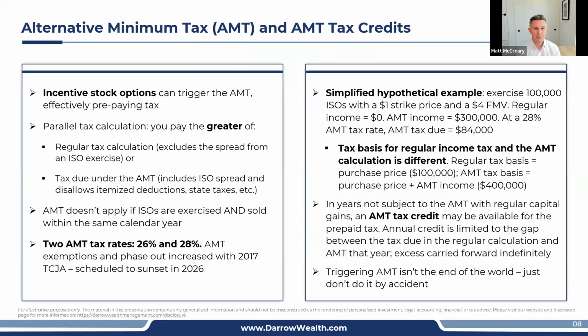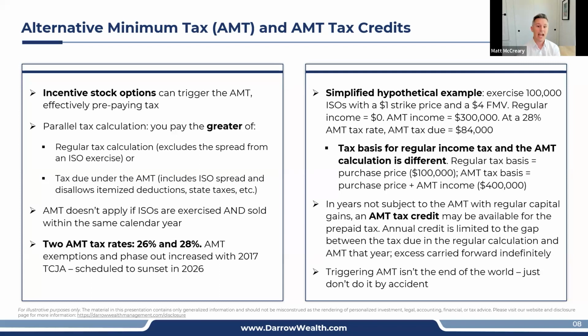To better understand AMT and AMT credits, we're going to walk through an example, but we'll dive a little bit deeper into the tax calculation of AMT. Incentive stock options can trigger AMT, and essentially you're prepaying taxes on the exercise of those shares. This is a parallel tax calculation, and you pay the greater of the regular tax calculation or the AMT. The regular tax calculation excludes the spread from the incentive stock option exercise and instead uses just the exercise price. It'll make a little bit more sense as we go through the example in just a moment.